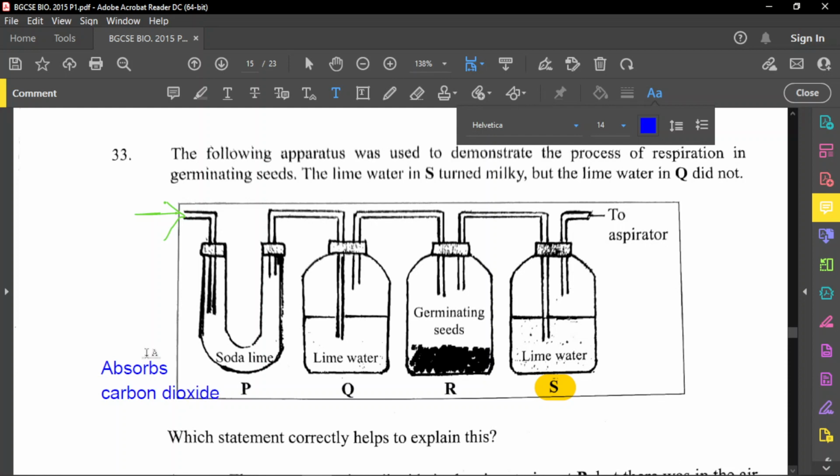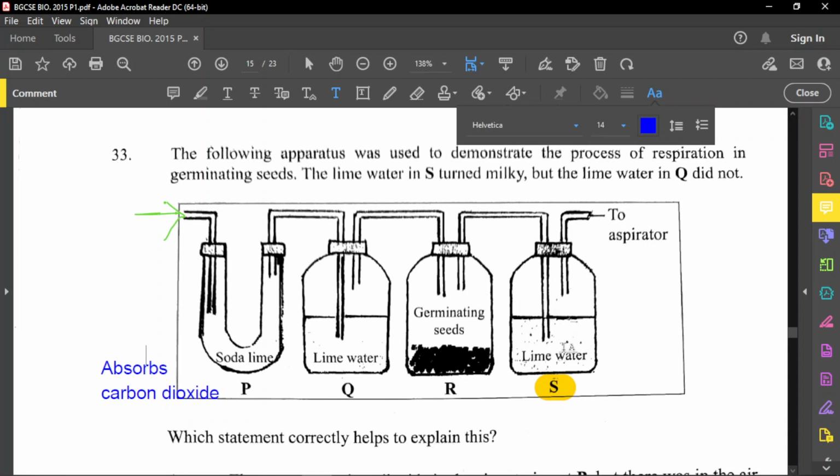The soda lime absorbs carbon dioxide. So in other words, it will remove carbon dioxide from the air that is going in. So air goes in here, and then this will go to an aspirator, which is going to suck the air out of the jar eventually. All right, so which statement correctly helps to explain this?